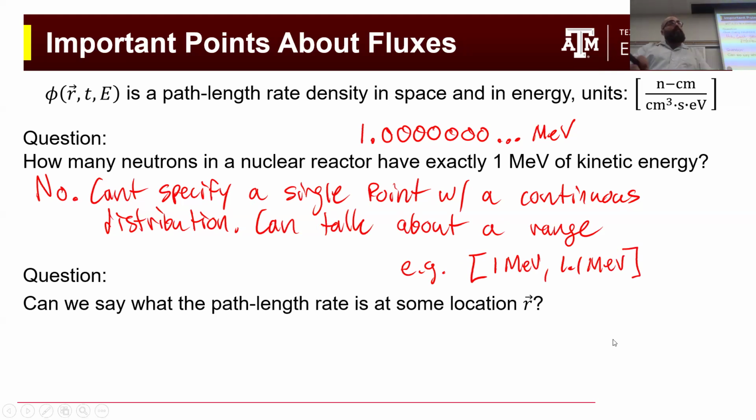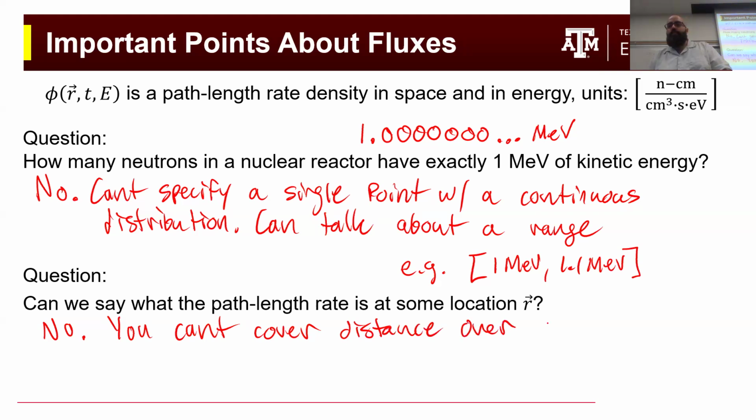The next thing that we might want to ask is, what is the path length made by these neutrons at some specific point? And that's another one that we can't really talk about. The reason you can't talk about a path length rate at some point is because path length means that you're covering some amount of distance. So you can't cover distance at a finite point. So no for this one too. You can't cover distance over a point.